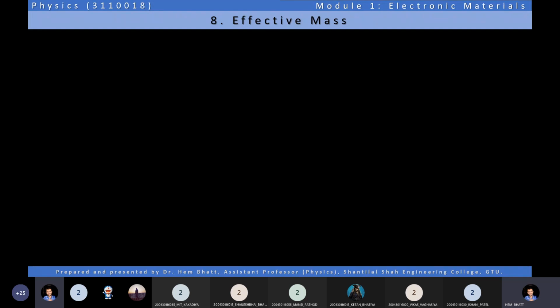Sir, electron constant accelerating position means we can consider it as constant velocity moving.